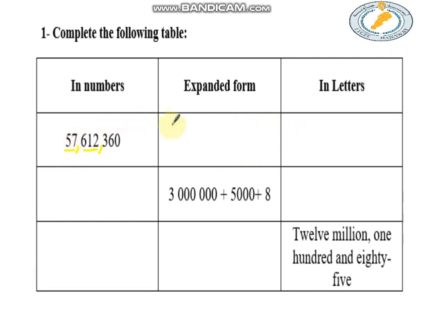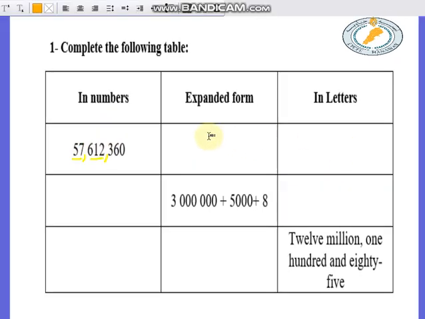Now let's write it in the expanded form. In the expanded form, I start with 5. So I will write 5. 5 is 10 million, so it should have 7 zeros. You can count the digits here, yani 1 digit, 2 digits, 3, 4, 5, 6, 7. So I write 7 zeros. 1, 2, 3, 4, 5, 6, 7.